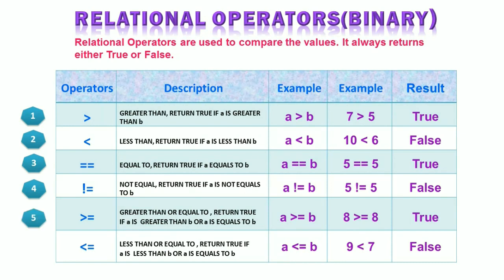Then we have greater than or equal to. It returns true if A is greater than B or A is equal to B. Like 8 greater than or equal to 8 will result in true because 8 is also equal to 8. Then we have less than or equal to. It returns true if A is less than B or A is equal to B. Like 9 less than or equal to 7 is not true, it's false, so it results in false.